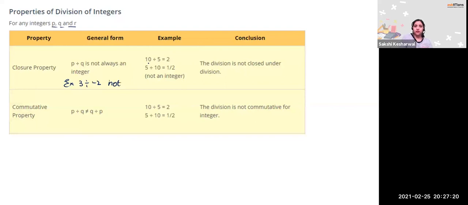You will just see this. 10 divided by 5 is 2. But 5 divided by 10 is not an integer, it's 1 by 2, it's a fraction. So division is not closed. It has to hold for all the integers, not a single exception is allowed. No, not at all.